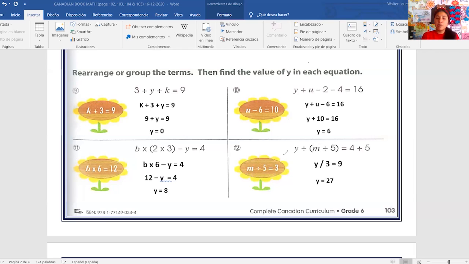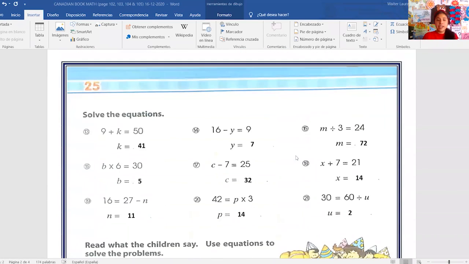Here, the next one, number 12, we have y divided by m divided by 5 equals 4 plus 5. Okay? We need to rearrange here, no? Okay, we know, miss, the value of m divided by 5. It is 3. Okay, yes. Y divided by 3 equals 4 plus 5, 9. Y equals 27, because here is division. When it changes, it is going to be multiplication, right? Very good. So the value of Y is 27. Great.